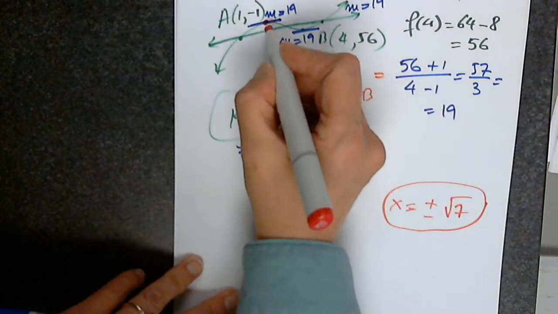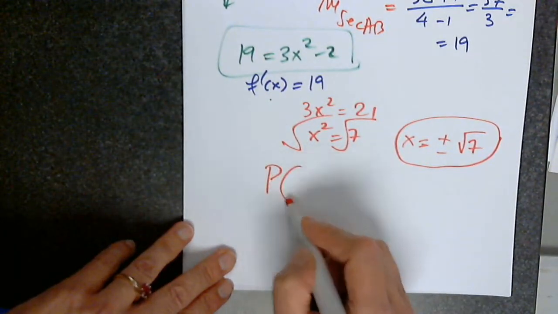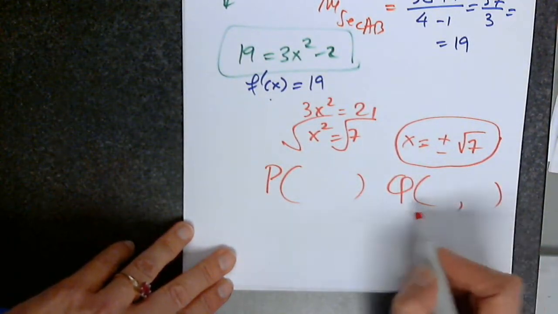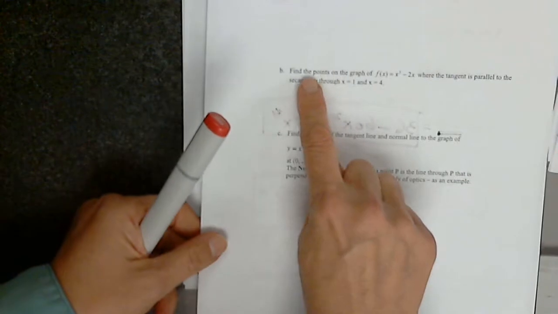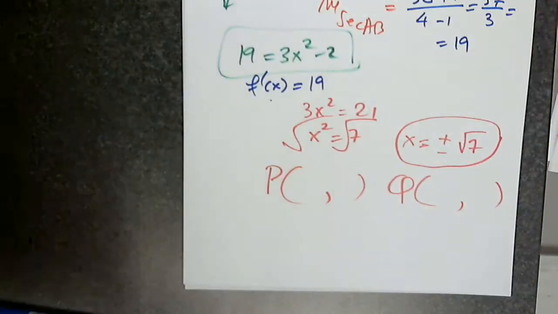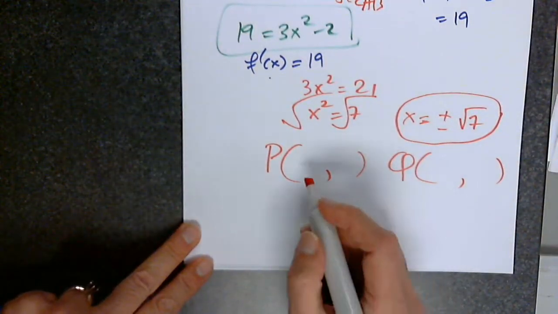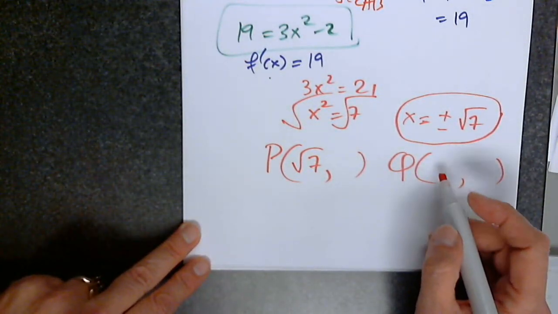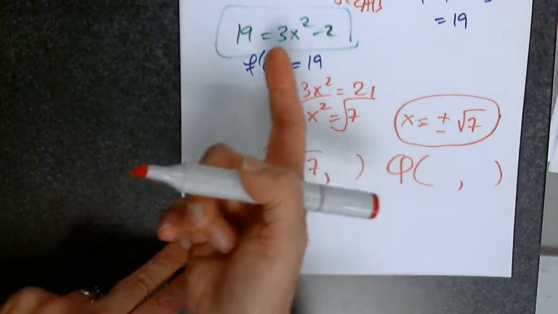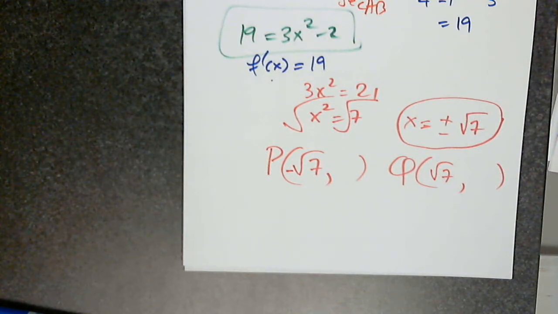So there is a point here that I'm going to call P, and there is a point here that I'm going to call Q. So P has coordinates, Q has coordinates. We are asked to find the points on the graph. So what is the x-coordinate of P? So root 7. Very good. And what is the x-coordinate of Q? Negative. It doesn't matter. I should have put negative here because I showed it on the left. Doesn't matter. So now how do I determine the y-coordinate of P and the y-coordinate of Q?